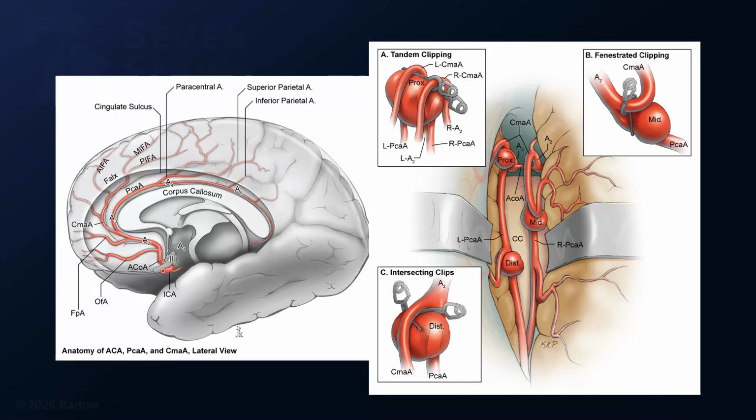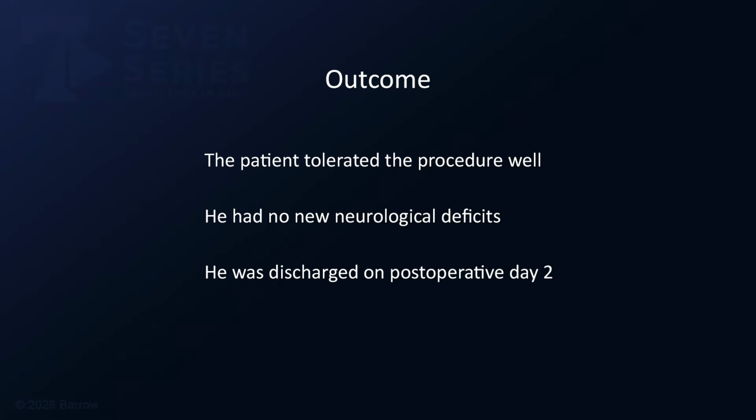The illustration on the left shows the anatomy of the anterior cerebral arteries. Notice how the pericallosal and callosal marginal arteries originate from the A3 segment of the anterior cerebral artery, which is the portion that wraps around the genu of the corpus callosum. The illustration to the right shows the various positions of these aneurysms, which can be located at the genu or over the body of the corpus callosum. The relationship of the branch arteries to the neck determined the clip configurations, and several examples are shown in this illustration. The patient tolerated the procedure well.